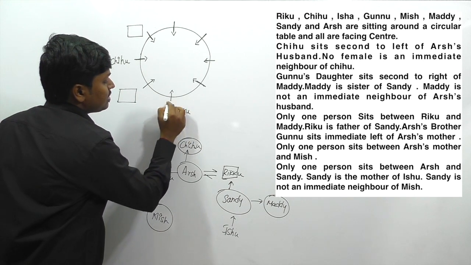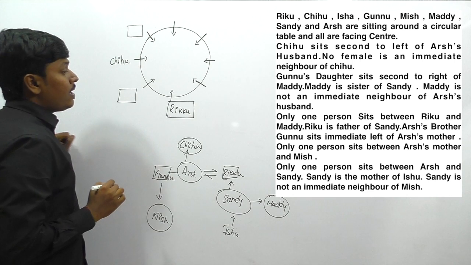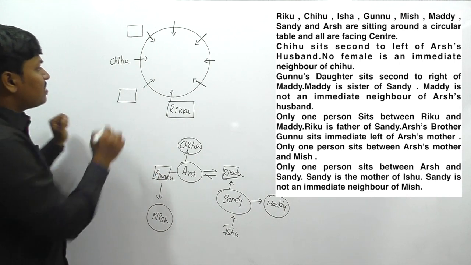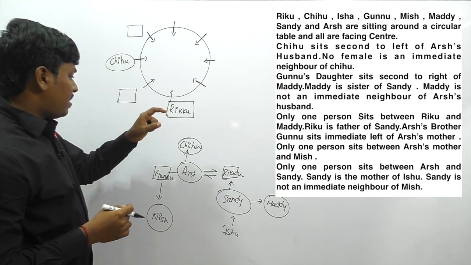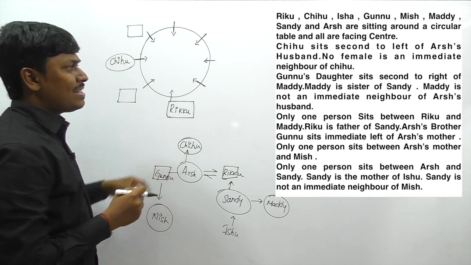Okay, Riku should be placed here, and Riku is a male person, right? And we know that Chikku is, what about Chikku? Chikku is a female person, right? So Chikku is a female person. Next point, friends. I think now we need to concentrate on who's on the left hand side and right hand side, right?